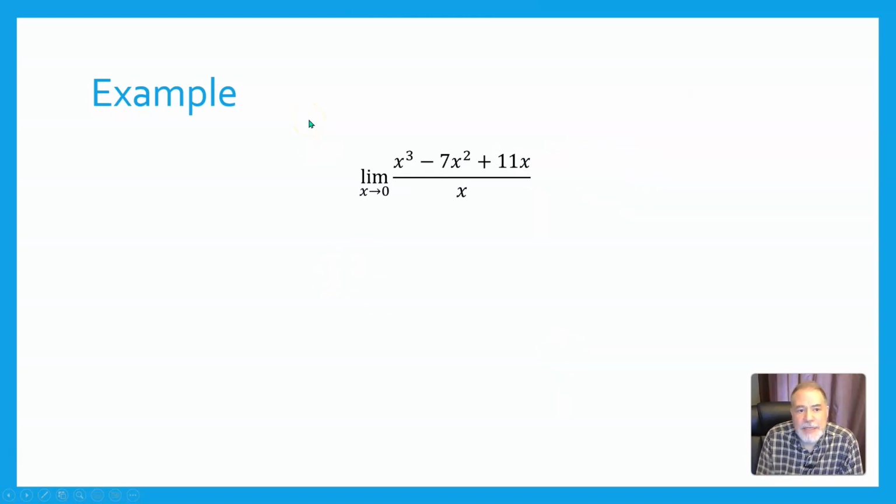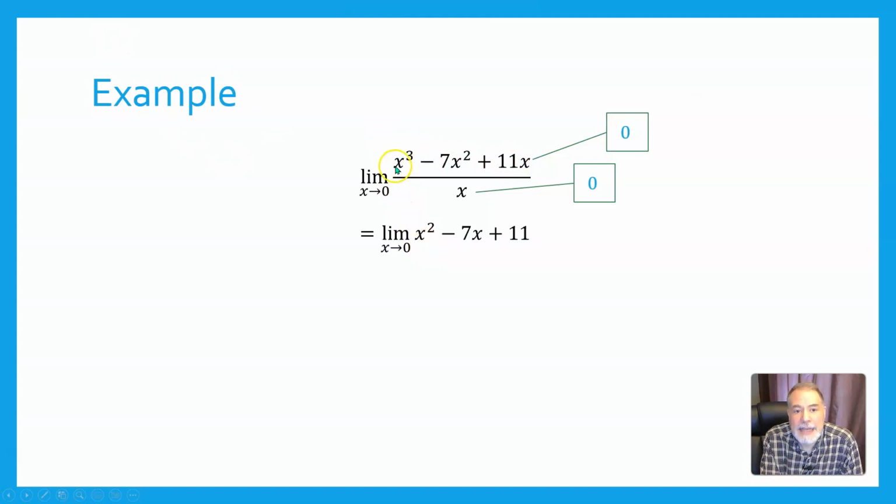What about this one? The limit as x approaches 0 of (x cubed minus 7x squared plus 11x) all over x. So we have a numerator and a denominator that individually both approach 0. In the numerator, we can factor out a common factor of x and then divide that out with the x in the denominator. And now we're looking at the limit as x approaches 0 of x squared minus 7x plus 11. And that limit would be 0 minus 0 plus 11, which is 11.